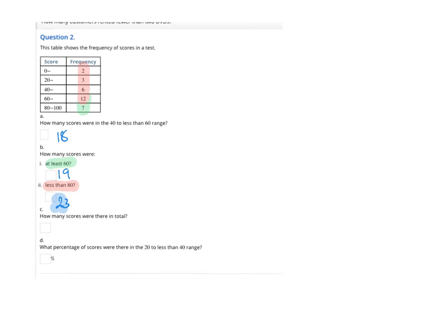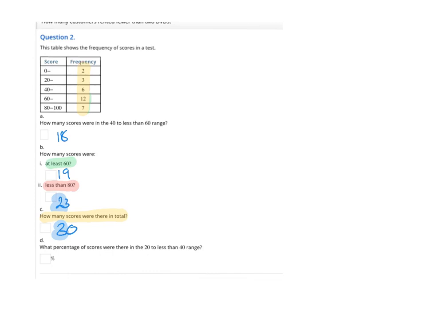If we look at that, how many scores were there in total? So we need to add all of them up. So where we got 5, 11, 23, what is it? 30? 30? Yeah. Oh, sorry. 30. And what percentage of the scores were 20 to less than 40?